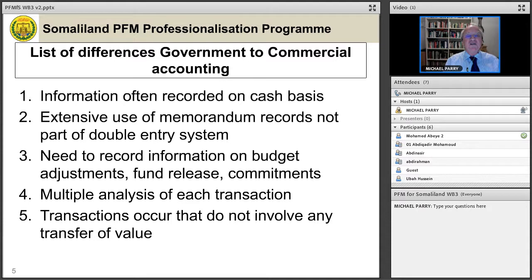You need to analyze each transaction in many different ways, so you may well need to record an item of expenditure according to the type of expenditure, the organization which spent it, who funded it, what program it relates to, what geographic area it's in, what impact it has on different groups within society. And also there's a lot of transactions which don't involve any transfer of value. When you deliver an education service, you're not actually transferring value in a financial sense, but rather in a social sense.